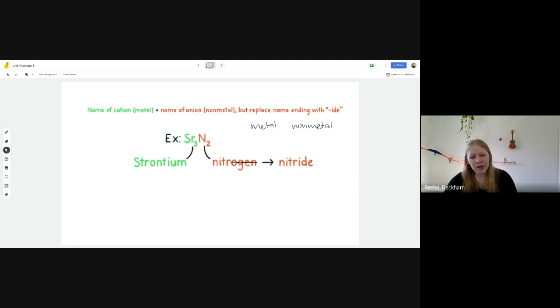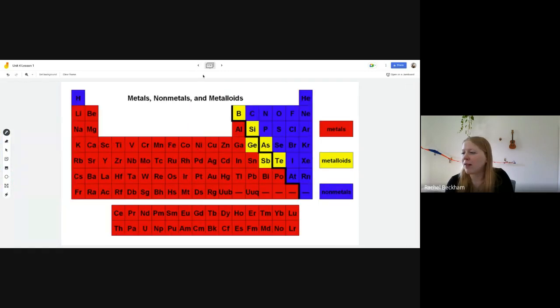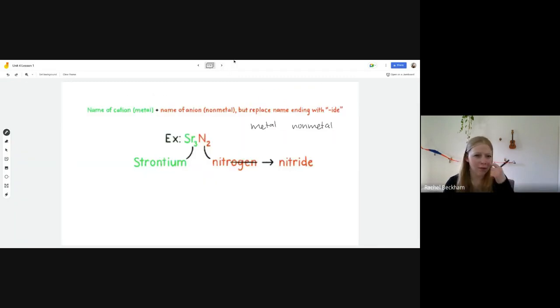Okay, so the first thing we need to figure out is, is this an ionic compound? Basically, for ionic compounds, the first element is a metal and the second element is a non-metal. So we have to ask, is Sr a metal and is N a non-metal? You can find this by looking here. I have this also in my student resource folder, but if you find Sr, which is right here, you can see that it is a metal, and N over here is a non-metal. So we do have an ionic compound.